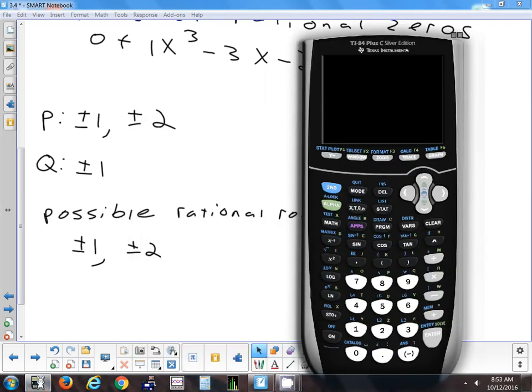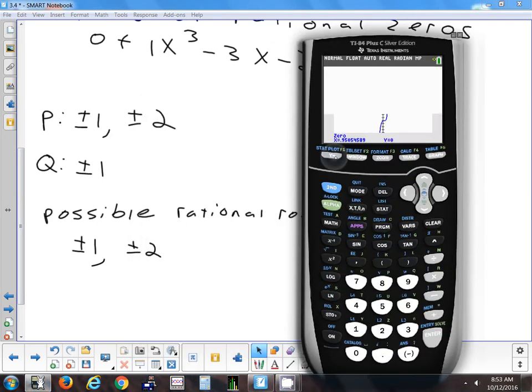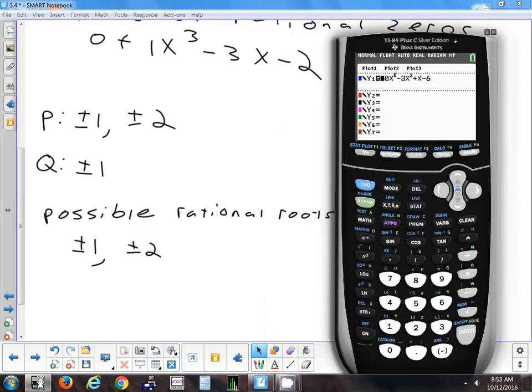Okay, so that helps me because now when I graph my function, I know I'm not looking for a rational root out at like 200. So I can just use a standard window, and I can see everything I need to see. Okay, so that kind of helps me. So type in our problem. So we've got x cubed minus 3x minus 2. I'll just do zoom 6.